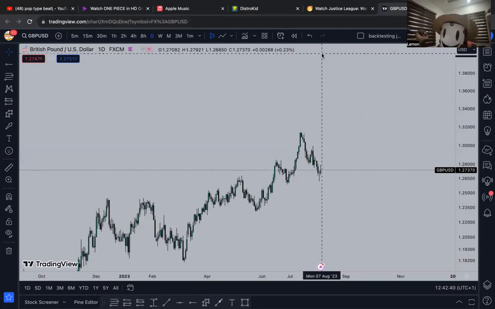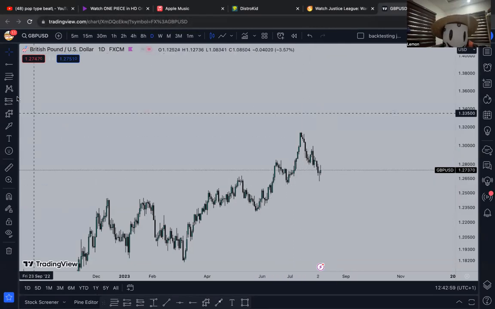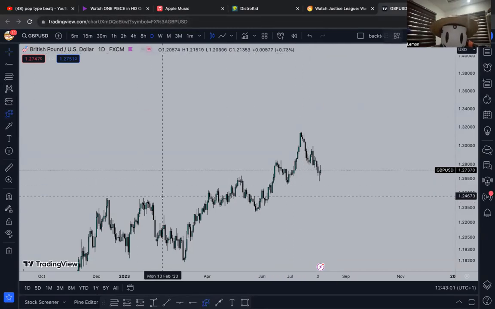Second thing, let's dive deep into the chart. So this is GBPUSD, which is also known as cable. I've been trading GBPUSD for a while now, and I've been trying to follow the trend, so you can tell that we are in an uptrend in this market.